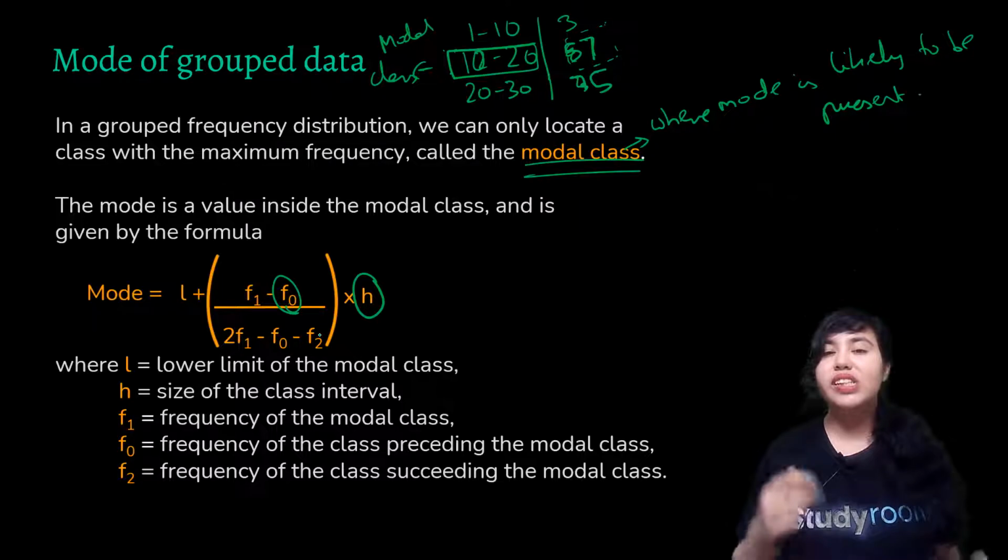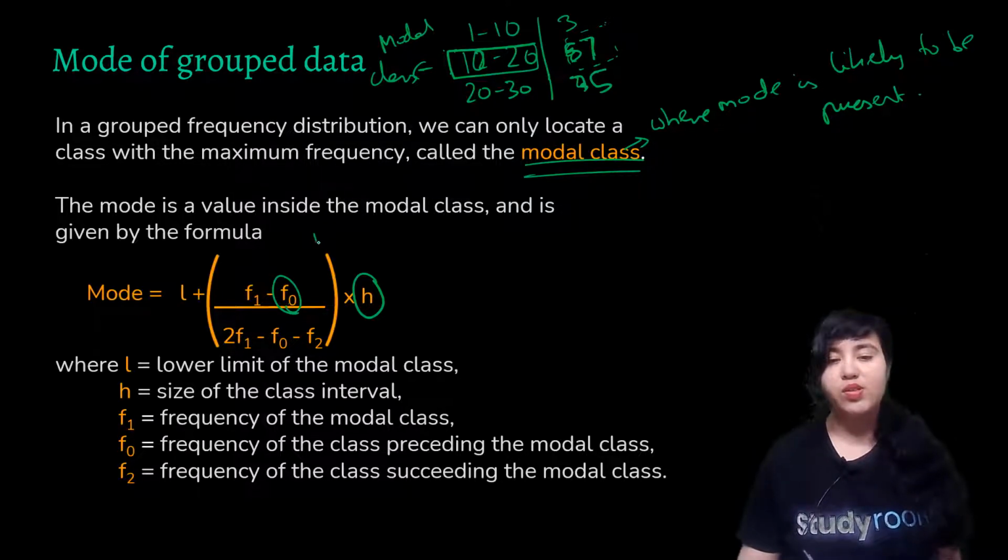Then F2, the frequency of the class after F1. So you look at the succeeding class, that is 20 to 30. Its frequency is F2, so that will be 5. So let me just show you what this means. In this table, we've identified the modal class 10 to 20 because here our maximum frequency 7 is lying.